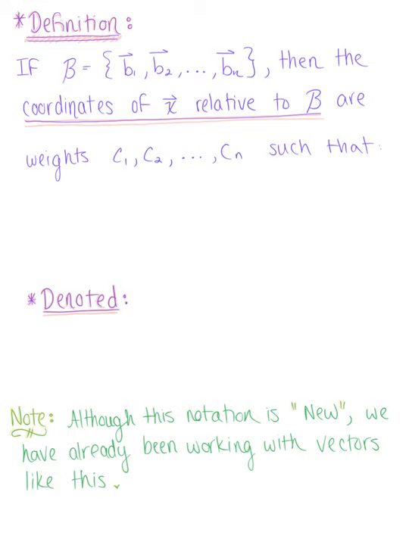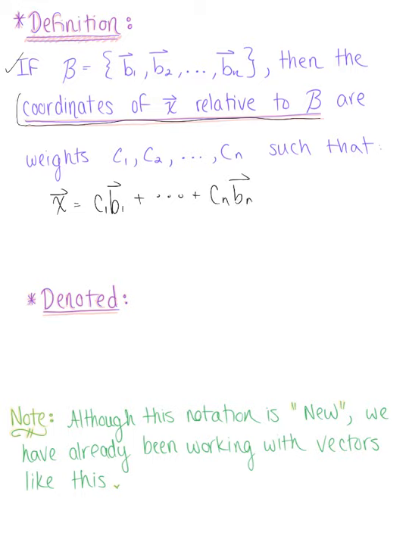So we were looking at a definition. We say that if B, defined by vectors b sub 1 through b sub n, is our basis, then the coordinates of vector x relative to the basis are weights c sub 1 through c sub n, such that vector x is equal to the linear combination c sub 1 times vector b sub 1 plus all the way to c sub n times vector b sub n.